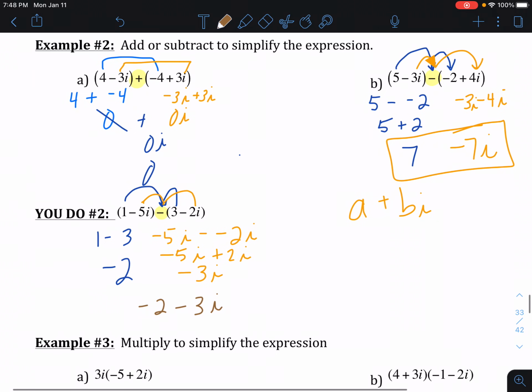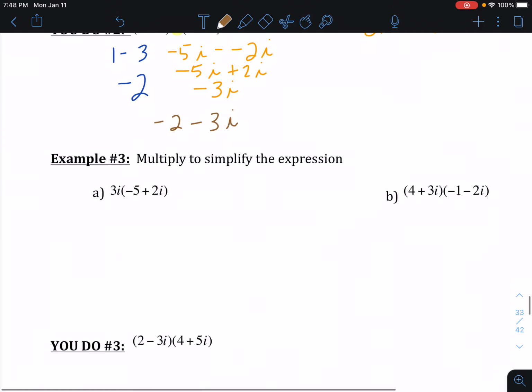Okay, so in those three examples, you just learned how to add and subtract complex numbers. We only had 3 examples here, so if you want to see more examples, go into YouTube and type in add and subtract complex numbers.